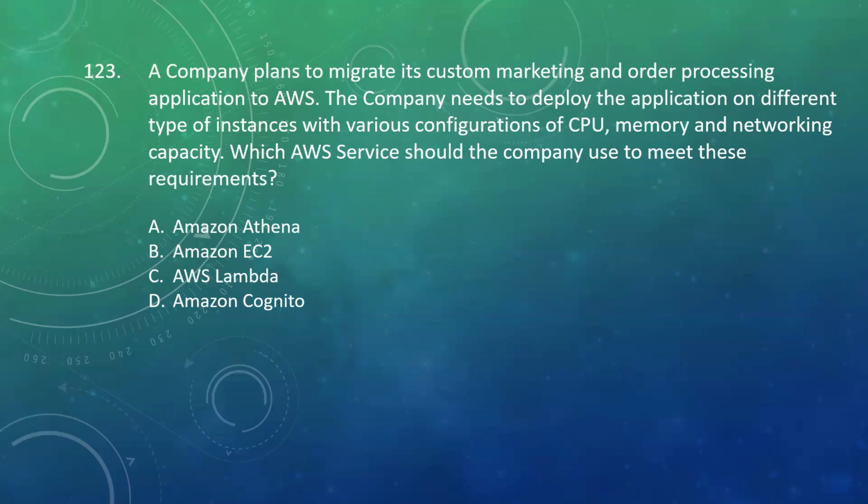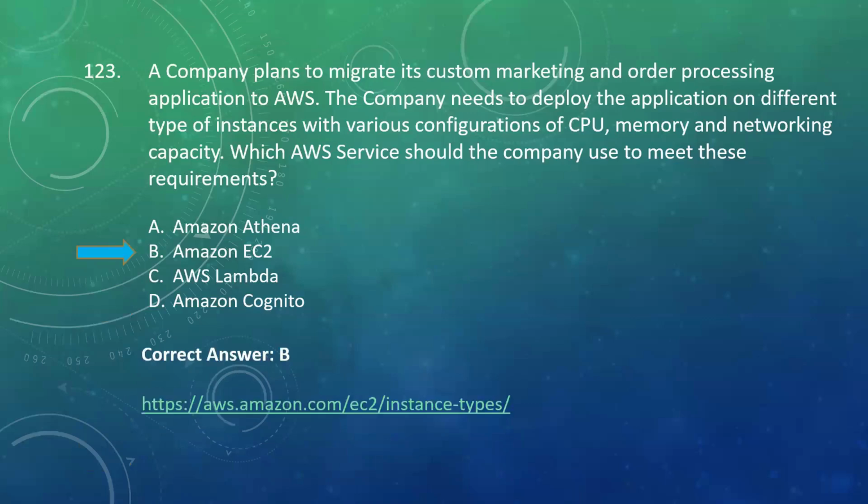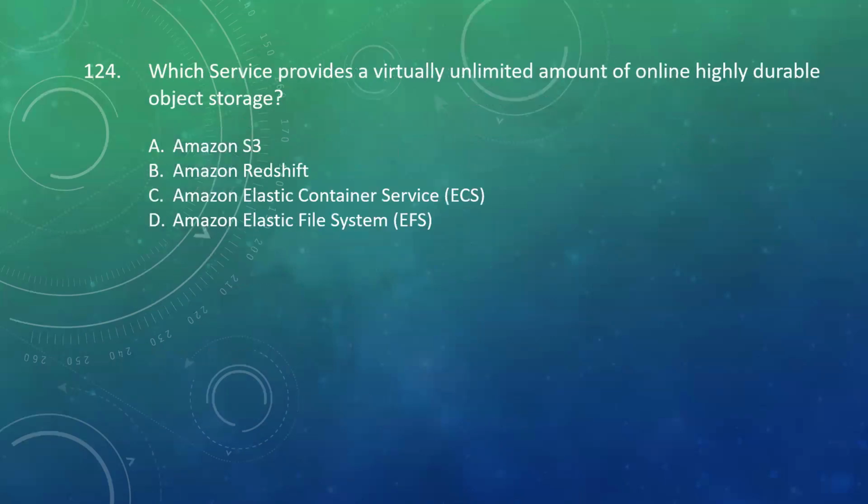Keyword to answer this question is they are looking for an option which provides them flexibility to choose different types of configuration in terms of CPU, RAM, and networking. So the correct answer is option B, Amazon EC2. You can browse to the link which is on my screen to read more about different types of Amazon EC2 instances. You can expect to get some questions around different types of Amazon EC2 instances in your exam. Moving on to next question.